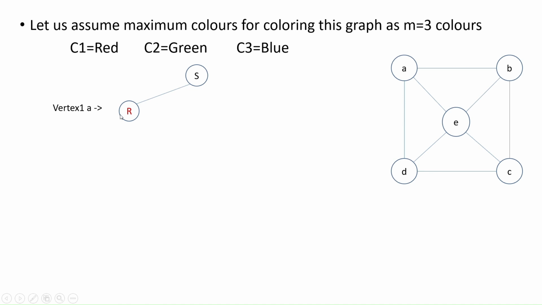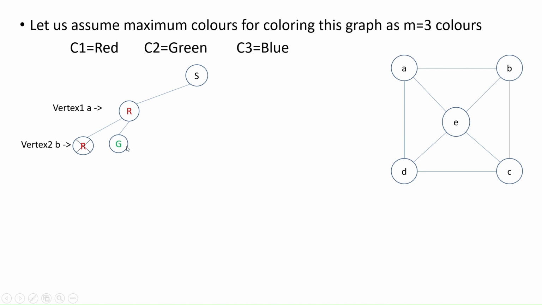So if I colored this vertex with red, is it possible to color the second vertex also with red? No, it is not possible, right? So the second vertex cannot be colored with the same color that is used for the first vertex since these two are adjacent to each other. So let's check for another color which is green. We can color this second vertex with green, right?